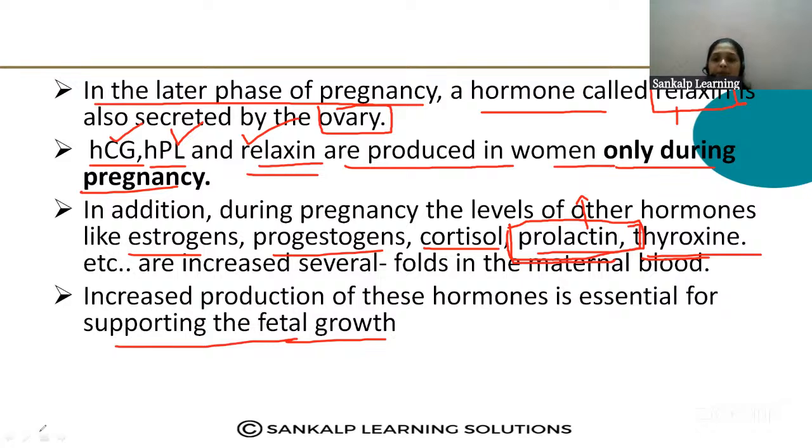I am repeatedly saying that it is very important. Remember the names of the hormones which are produced only during pregnancy, which are produced by the placenta, and which are produced by the ovary during pregnancy. You can make a short note of all these points. There is a 100% chance of a question being asked on this topic.